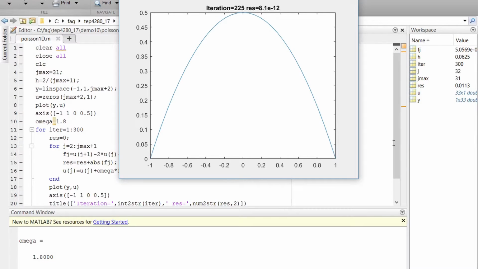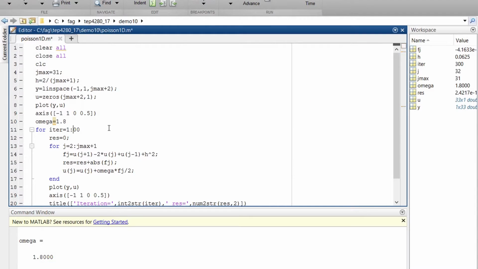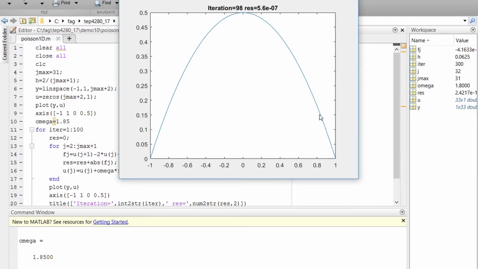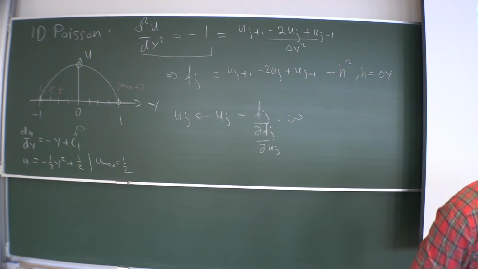So now you see we have solved it down to machine accuracy, 15 digits accurate. So now we don't need 300 iterations anymore. We can go down to, say, 100. We can increase the omega even a little bit further. I think that one was a decent one, 1.85. So omega absolutely does the trick. Any questions to that one?